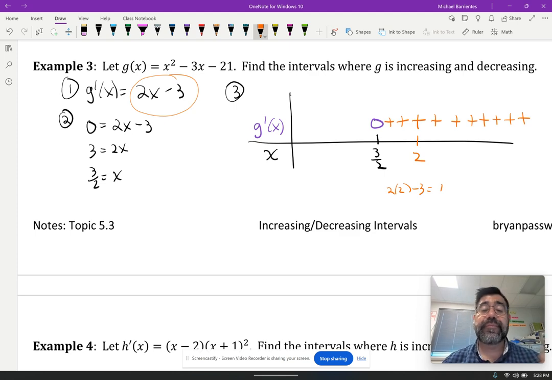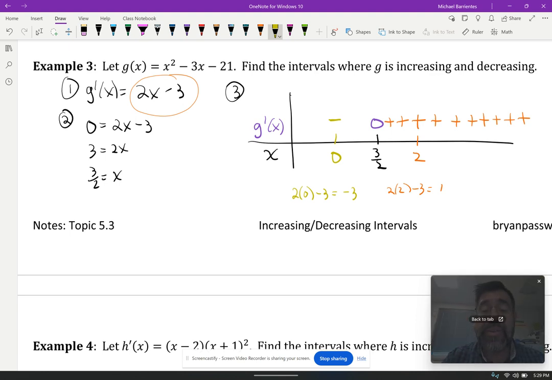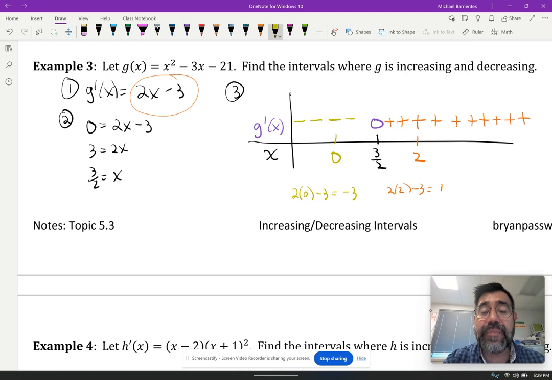Now, I'm going to pick a point on the other side of 3 halves. Another point like 0. And I'm going to substitute that point into the derivative. I could have chosen any point to the left of 3 halves. I could have chosen 1. I could have chosen negative 10. But I chose 0. You can pick another number and try it. You're going to get a negative answer. I'm going to put a little negative here. But you could have chosen any number. So anything on this side produces a negative derivative.